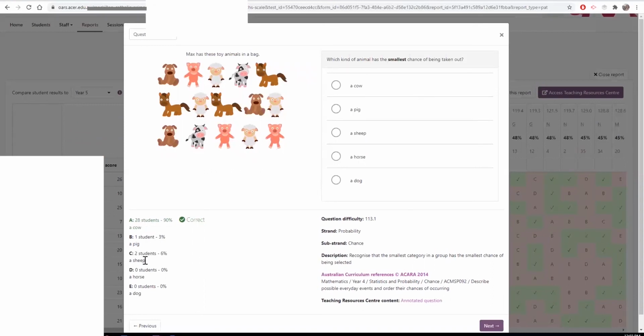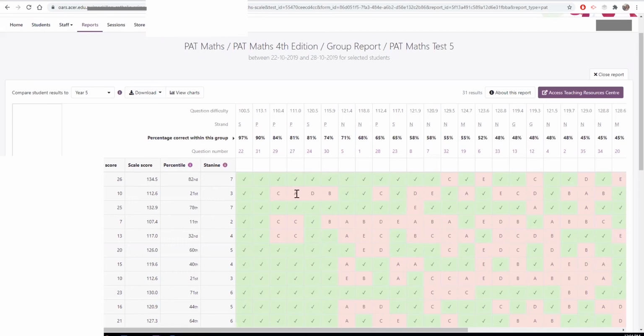And there is really no pattern for that. What I like is that you could actually talk to the students that got this one wrong and just see what their thinking is, just in case there is a misconception and it's not just a calculation error. So personally, I think the relationship between this percentage correct within the group and the question difficulty is actually really important. So if I go, let's have a look at this one, 129.5.